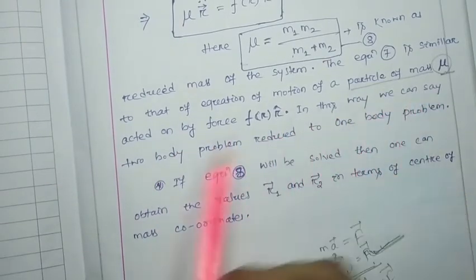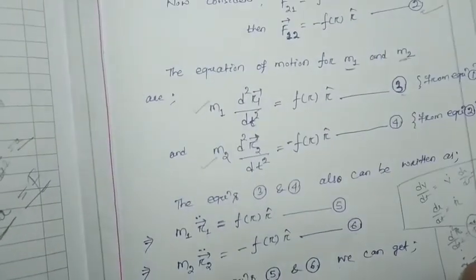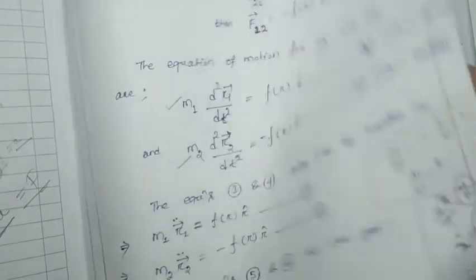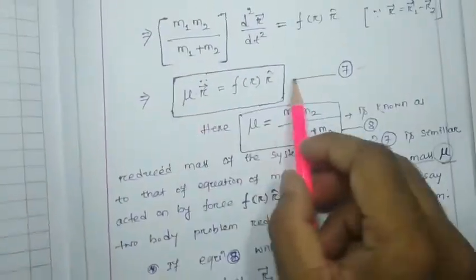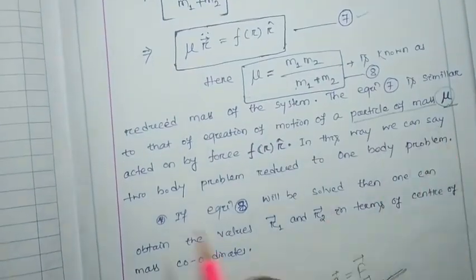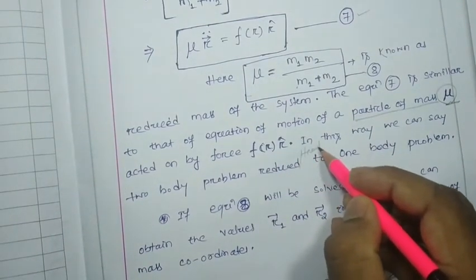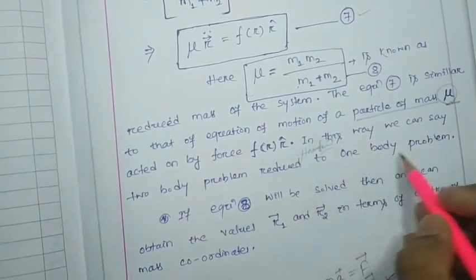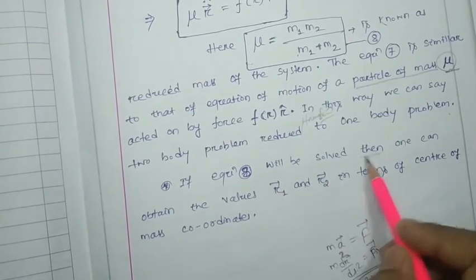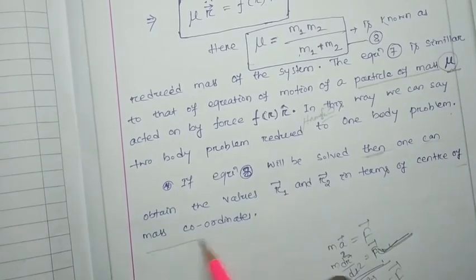In this way we can say of the two body problem: initially we considered two bodies with separate differential equations, and that is reduced to only a single equation, transformed to a one body problem. In this way the two body problem is reduced, or transformed, to a one body problem. Now if equation number 8 is solved, then one can obtain the values of r1 and r2 in terms of the center of mass coordinate.